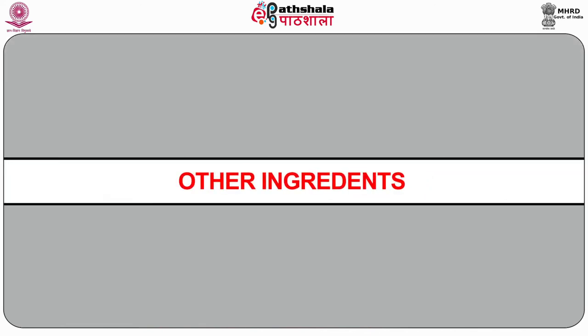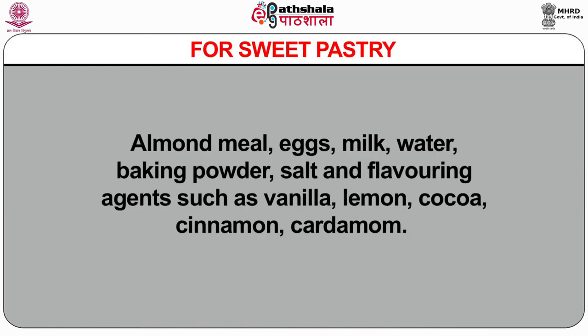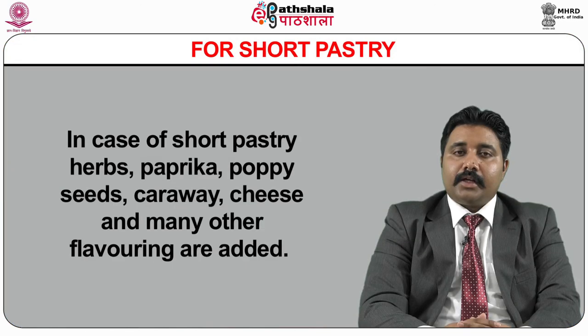Other ingredients. For sweet pastry, additions include almond meal, eggs, milk, water, baking powder, salt, and flavoring agents such as vanilla, lemon, cocoa, cinnamon and cardamom. For short pastry, herbs, paprika, poppy seeds, caraway, cheese, and many other flavorings are added.